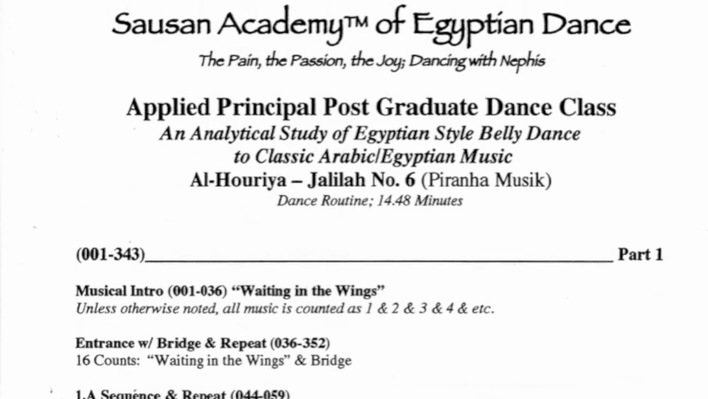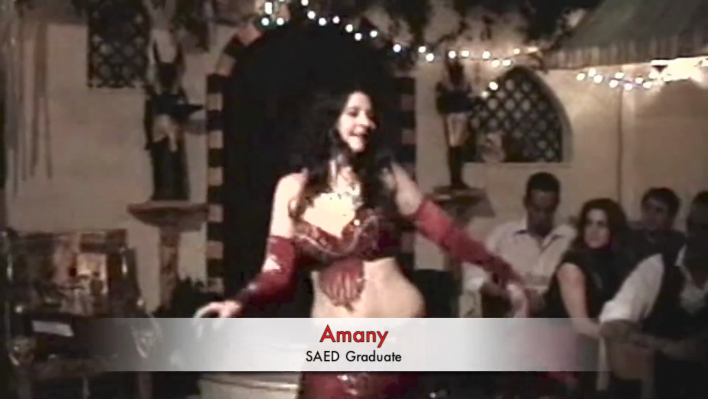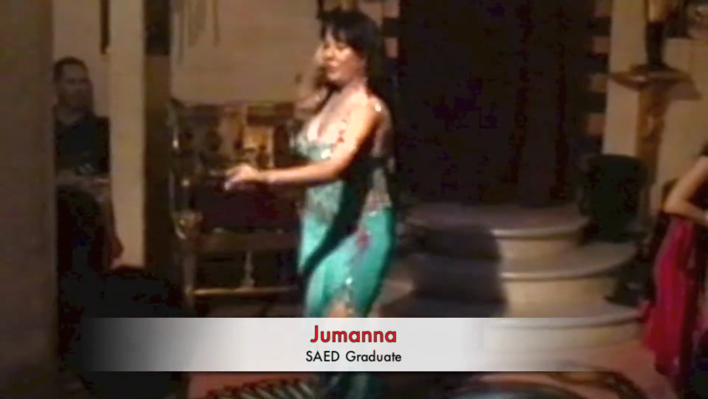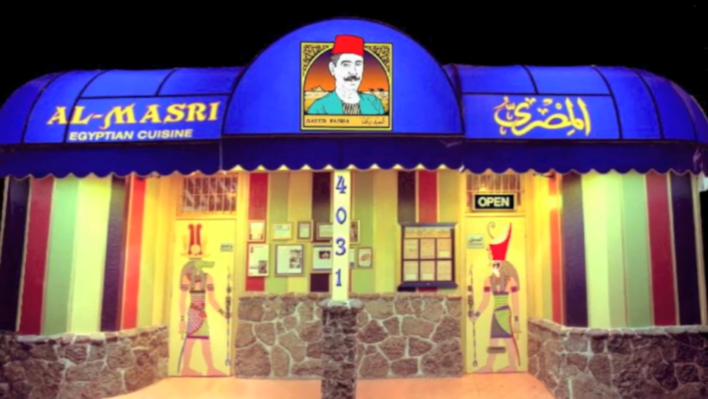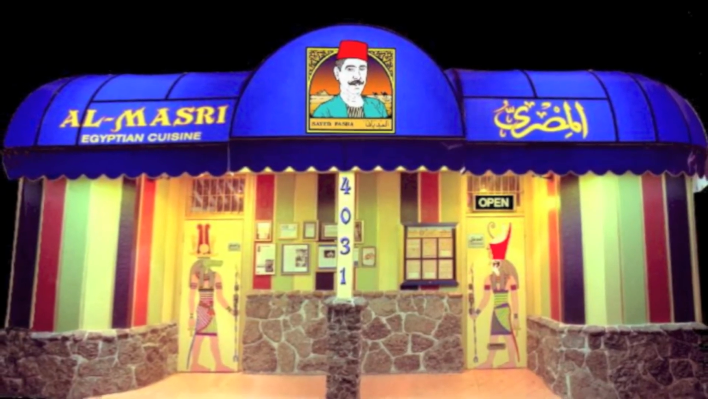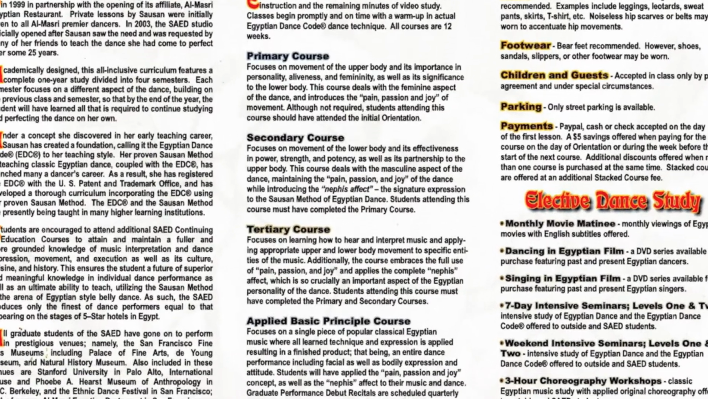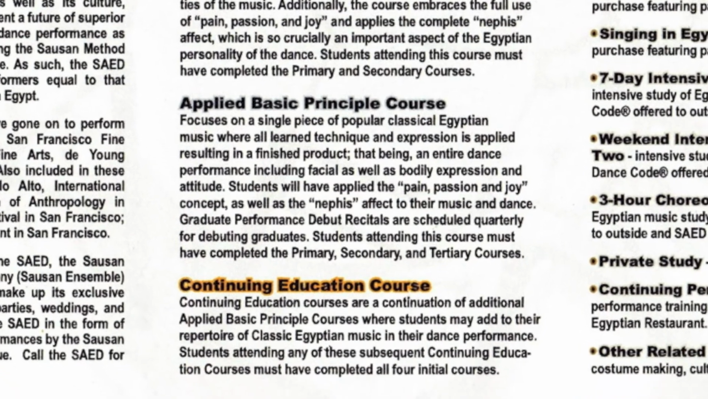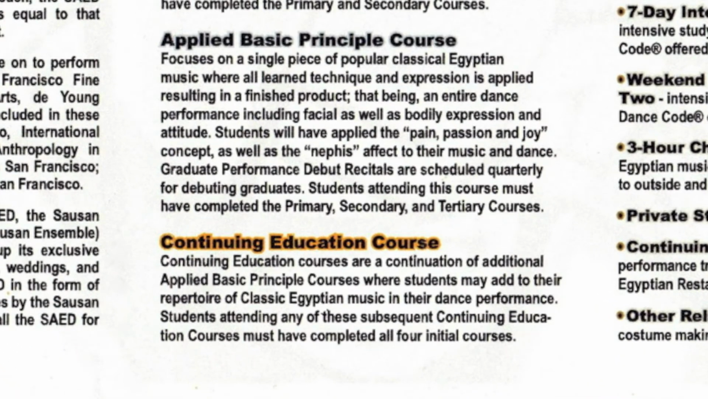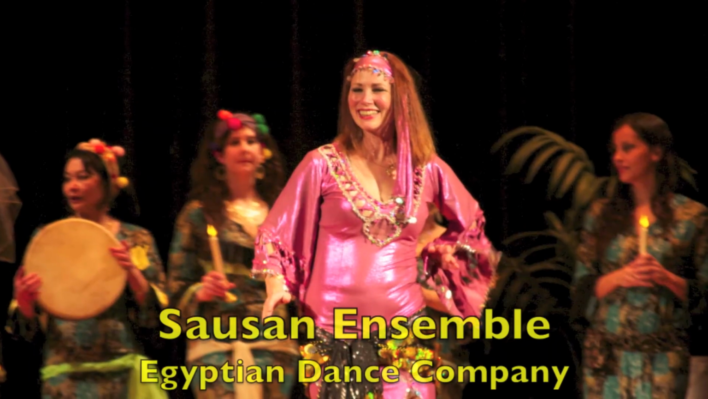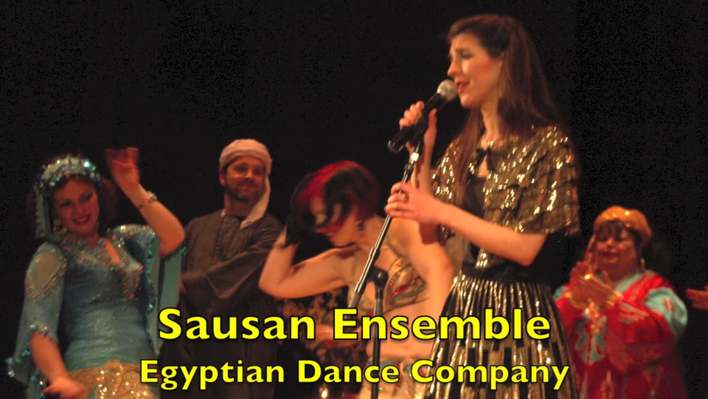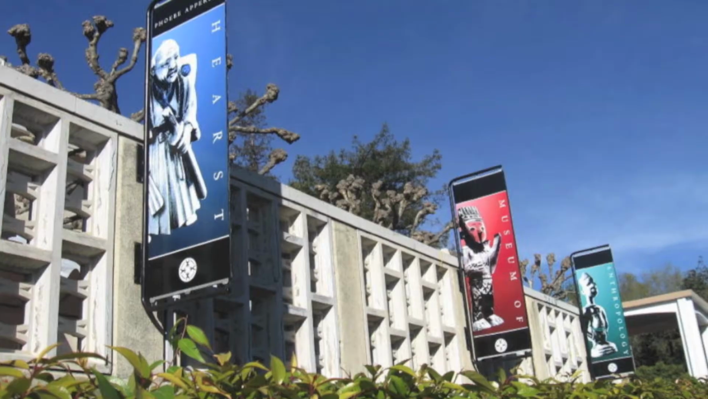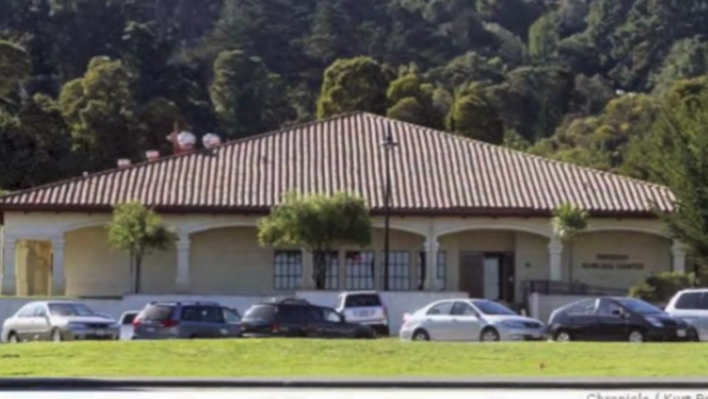Upon the completion of this course, the student is offered the opportunity to perform to a live audience in a graduate performance debut recital at the renowned and famous Al Masri Egyptian restaurant in San Francisco, and are encouraged to continue their studies with postgraduate classes in dance and music, which are offered on a quarterly basis. Once the student has completed a minimum of 2 recitals, she is welcomed into the Sausan Ensemble Egyptian Dance Company, where opportunities to perform in prestigious venues like the various San Francisco Bay Area universities and colleges, as well as the fine arts museums, to name a few, arise.